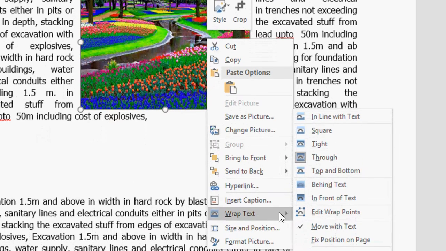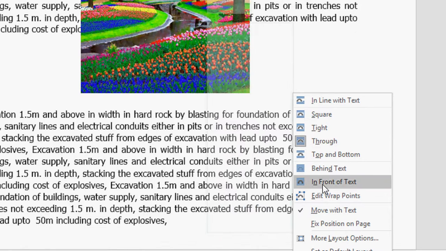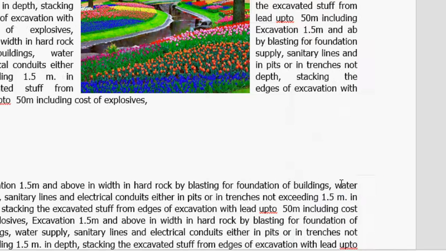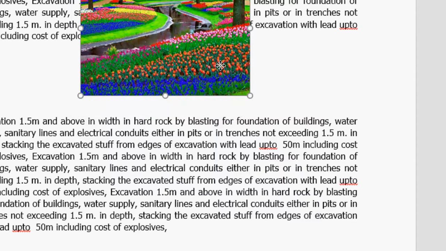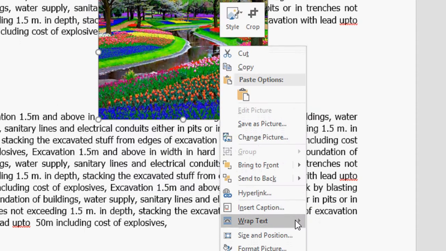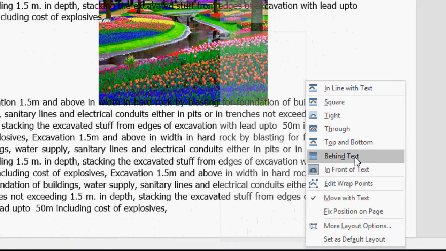And here is one more option you have to check out, in front of text. So it will hide your text behind the picture, as you can see. Look at that. So the most commonly used are only two things, like square and behind the text.